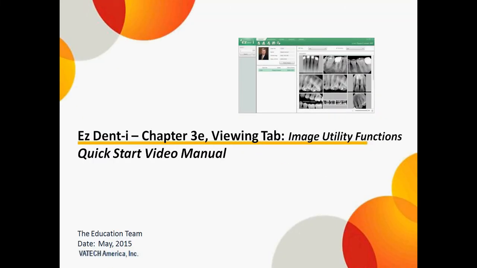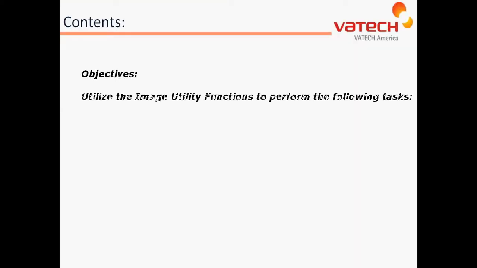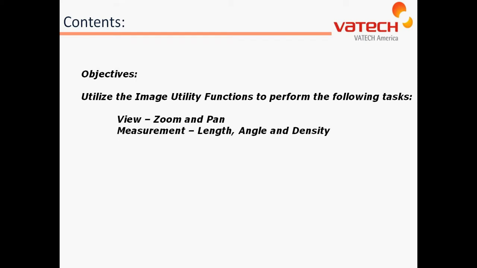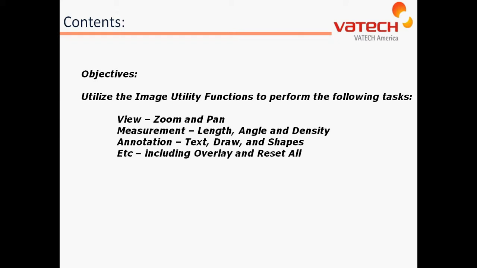The EzDent-i Quick Start Video Manual, Chapter 3E, the Viewing tab, including Image Utility Functions. In this video, we plan to utilize the image utility functions to perform the following tasks: View to zoom and pan, Measurement for length, angle, and density, Annotation to draw, text, and shapes, etc., including overlay and reset all.